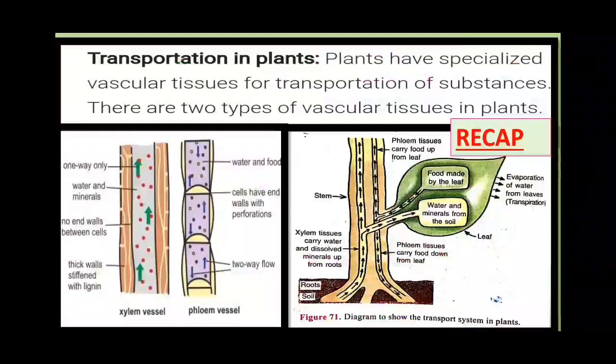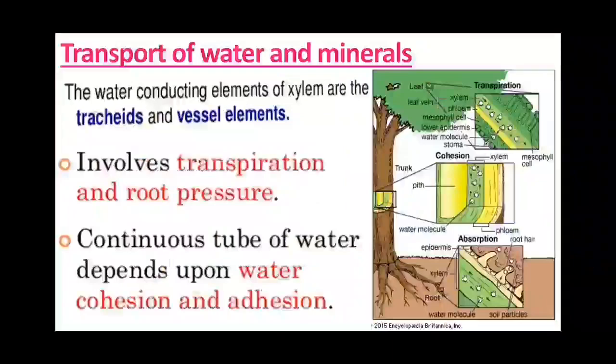Then phloem, it transports product of photosynthesis from the leaves to other parts of the plant, and it has four types of cells, that are sieve tubes, companion cells, phloem parenchyma, and phloem fibers. And the transportation in plants is completed by two phenomena, that is, transport of water and transport of food and other substances. Okay. Now, transport of water and minerals.